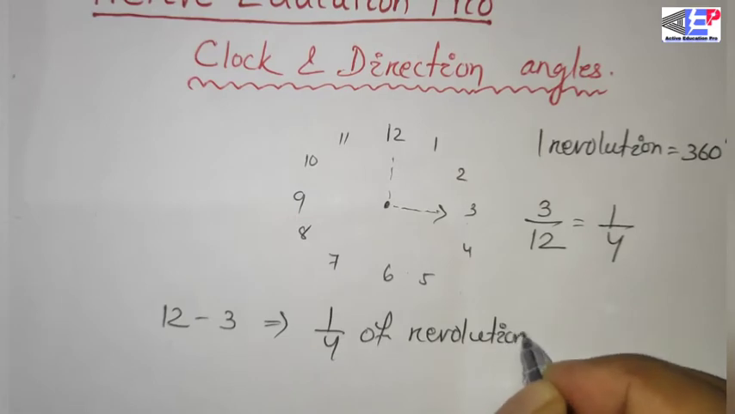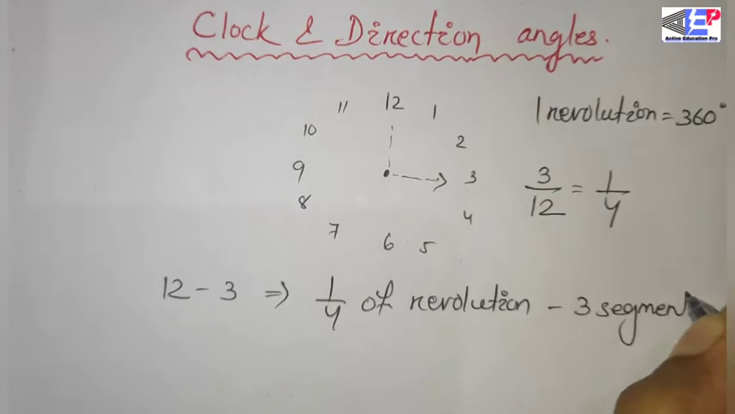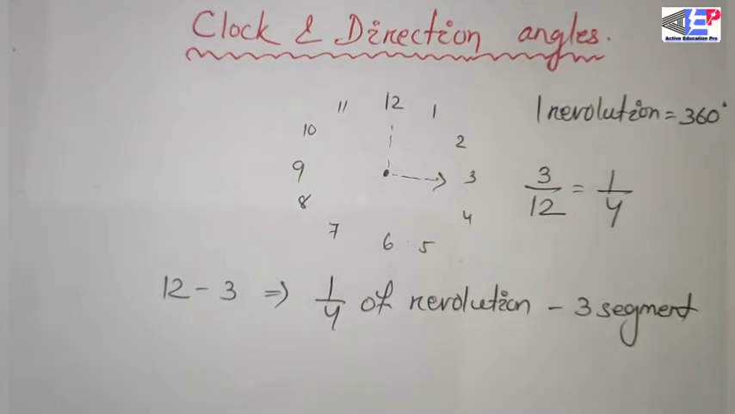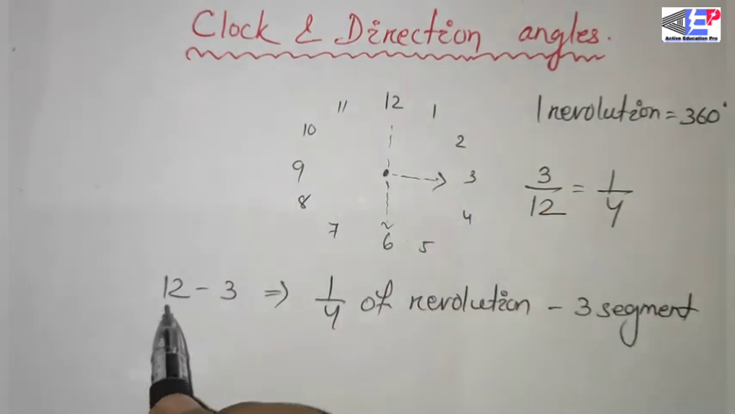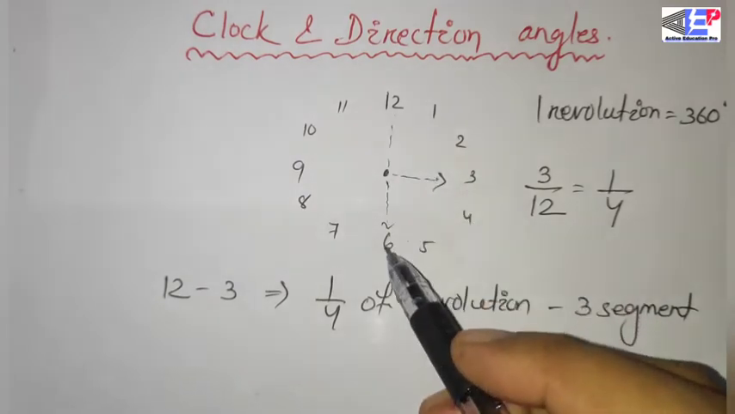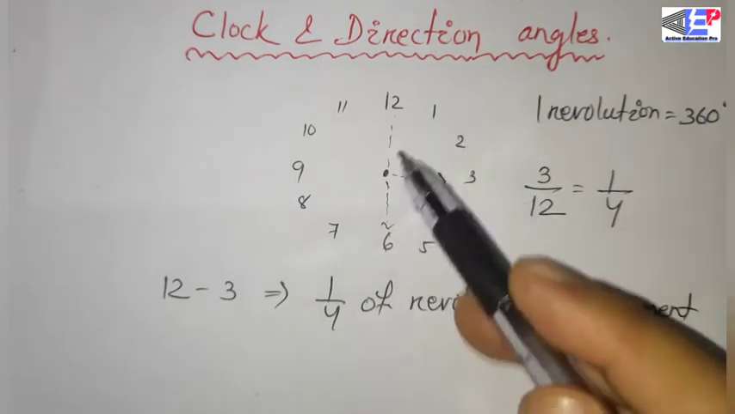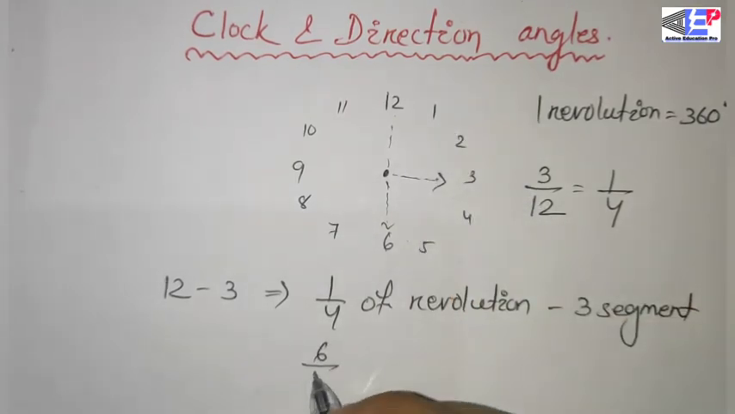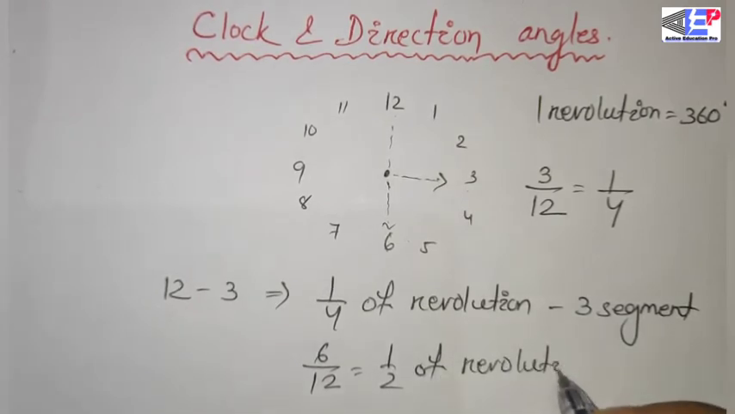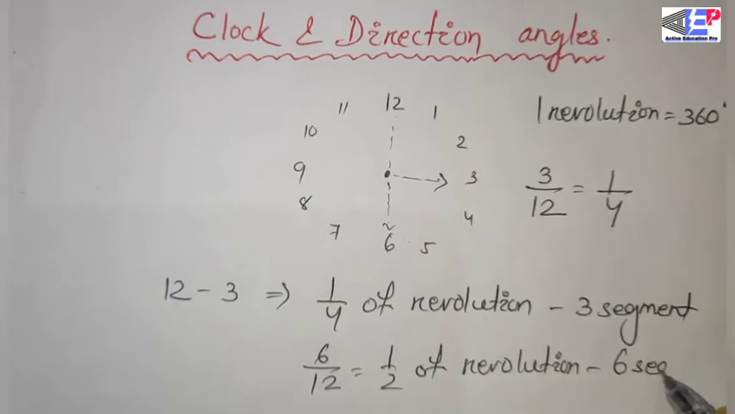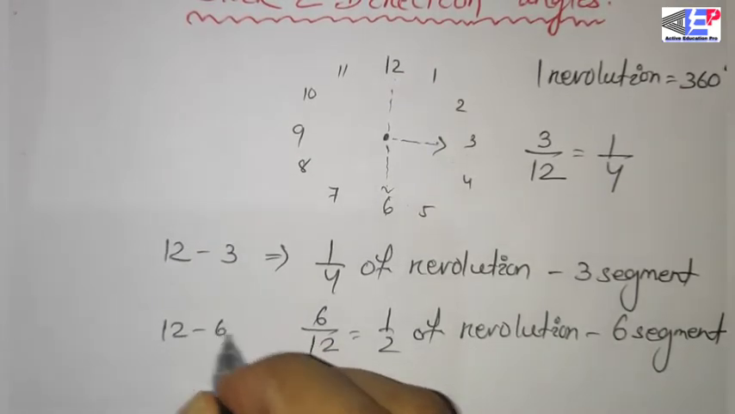Another short trick: 1 by 4th of a revolution means 3 segments. Similarly, this was the first case, when you move 12 to 3. Then when you move 12 to 6, you move 6 equal segments. So this is 6 by 12, which is equal to 1 by 2 of a revolution, which is 6 equal segments of a clock when you move 12 to 6.